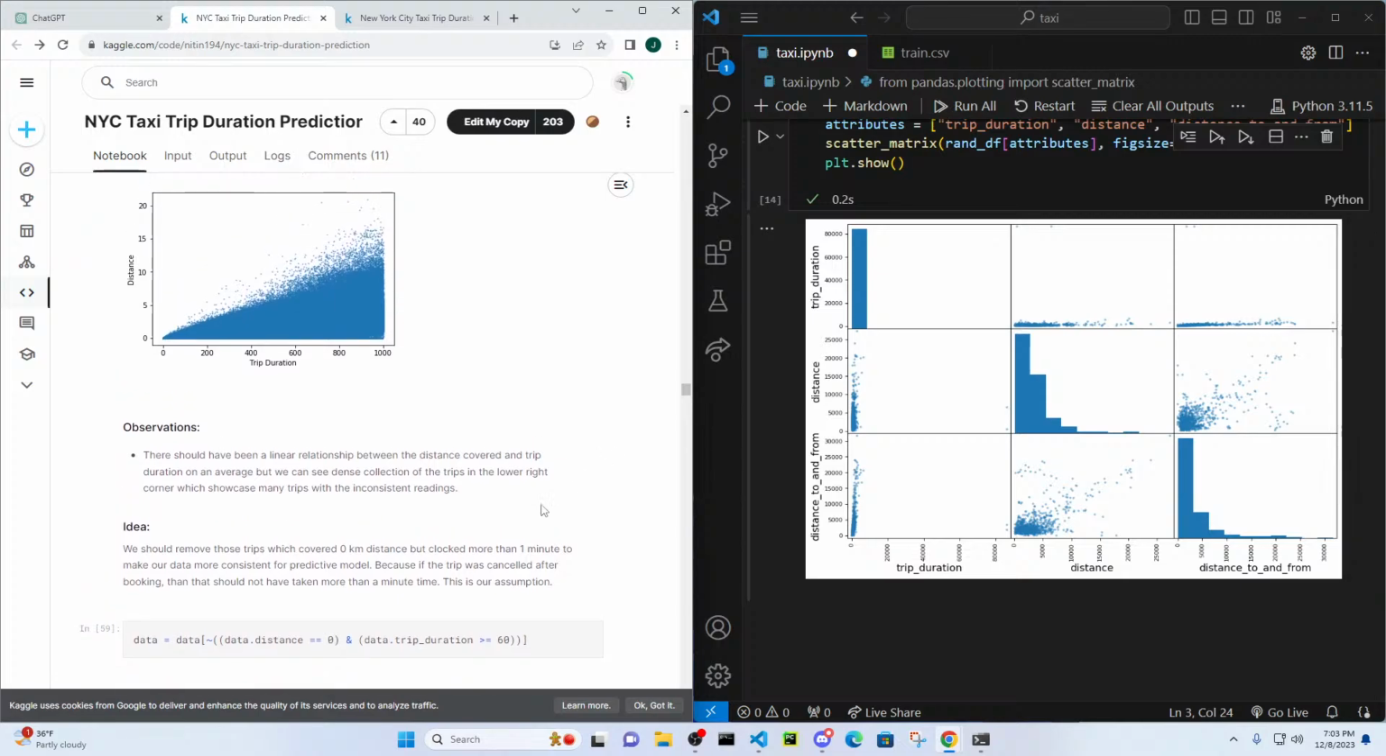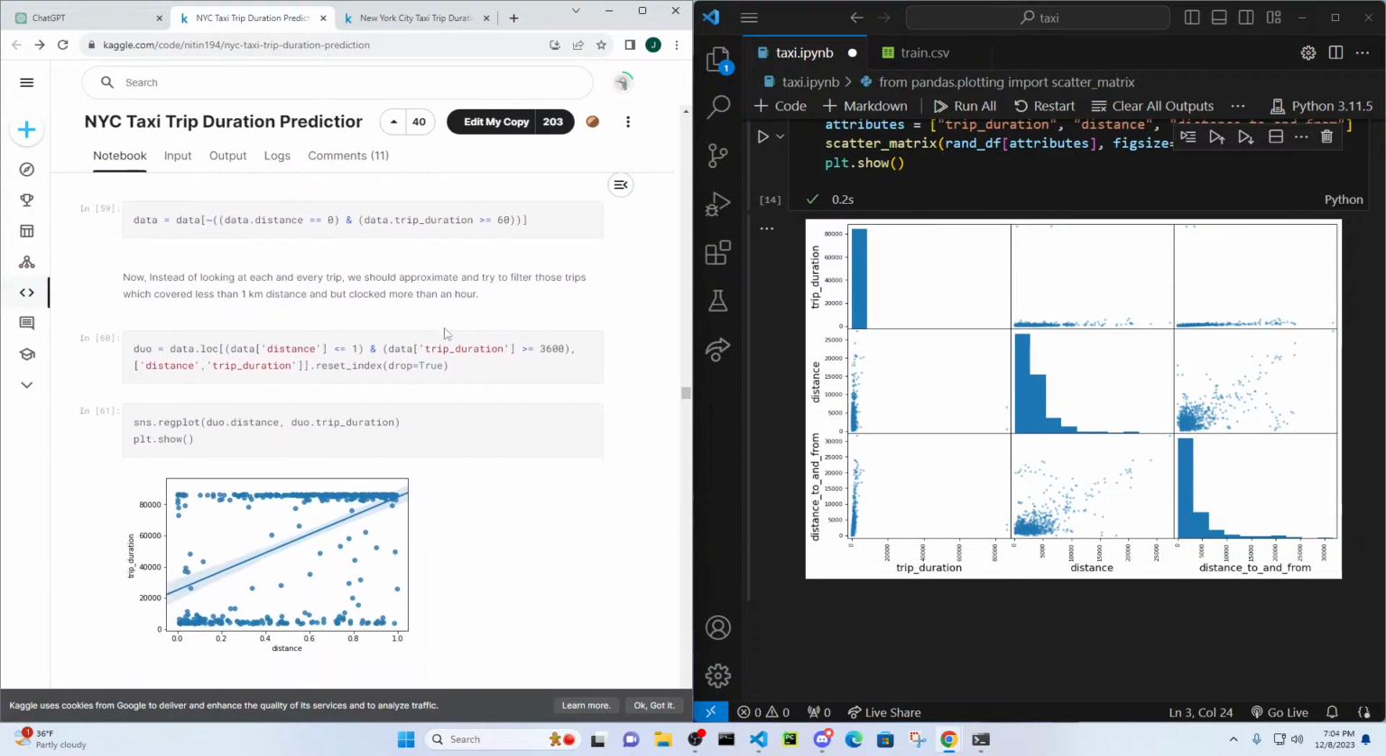We should remove those trips which cover 0 kilometer distance but clocked more than 1 minute to make our data more consistent for a predictive model, because if the trip was canceled after booking, then that should not have taken more than a minute. This is the assumption. So if the distance equals 0 and the duration is greater than a minute, this just means remove it. Now, instead of looking at each and every trip, we should approximate and try to filter those trips which cover less than 1 kilometer distance but clocked more than an hour. True.